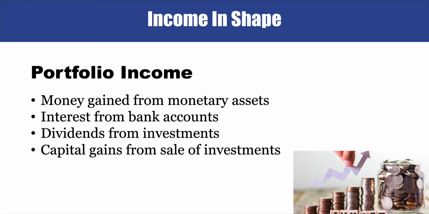One such form of income, the second category of income, is portfolio income. This is money gained from monetary assets. So think like if you had a savings account, if you had a money market account, a CD, a certificate of deposit, you can gain interest from those particular bank accounts. If you're investing in the stock market, those stock dividends are another example of portfolio income.